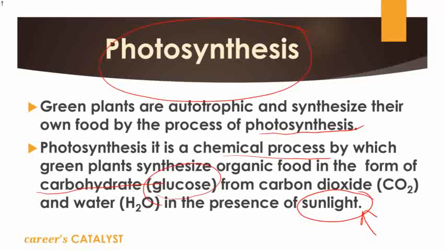Photosynthesis. It is a chemical process by which green plants can prepare their food by using inorganic material like carbon dioxide and water in the presence of sunlight. The food they prepare is a type of organic food. Listen, we are using inorganic material for the preparation of food, but after completion of this process, the plant prepares the food in the form of organic material.